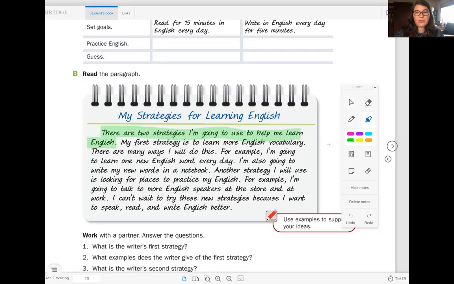And then right after that, you see my first strategy. Is there another strategy? Oh, right here. Another strategy. So strategy 1 and strategy 2. But if you look, there's information between them. Okay, so my first strategy is to learn more English vocabulary. Let's look at this structure right here.